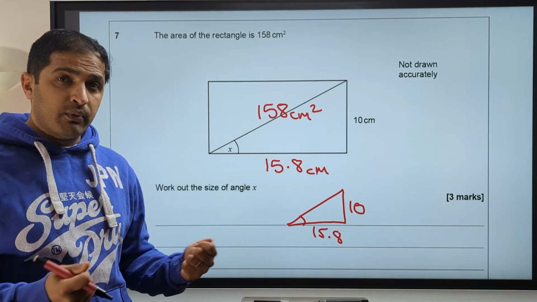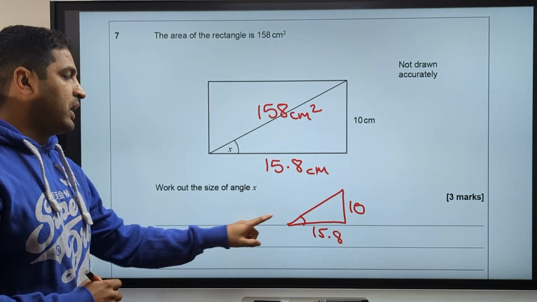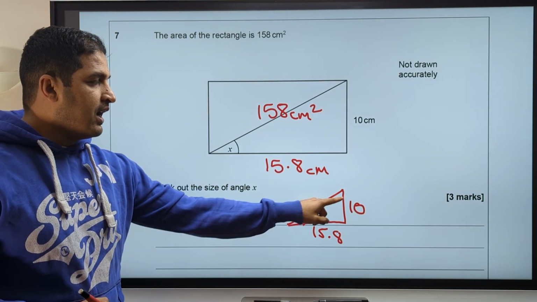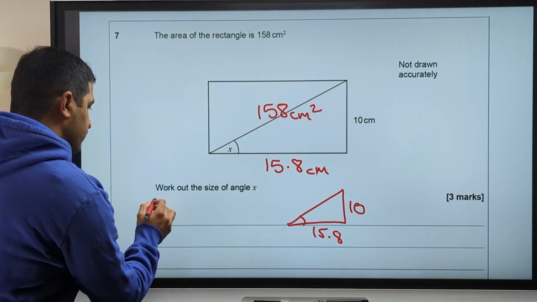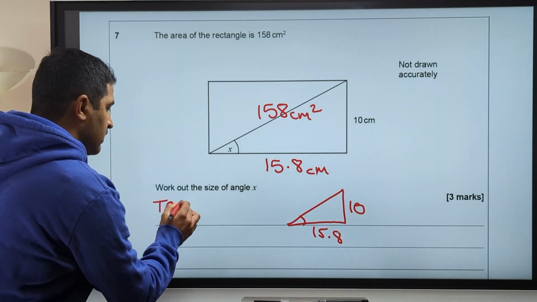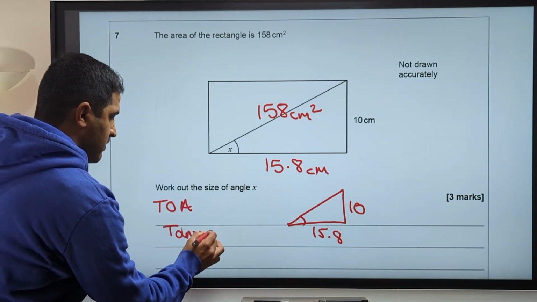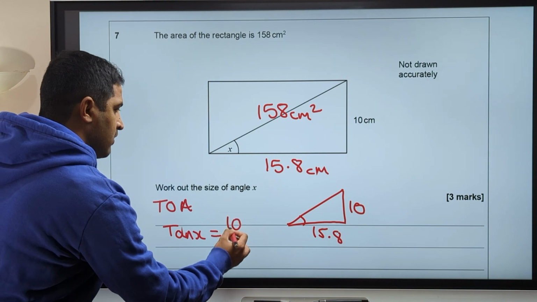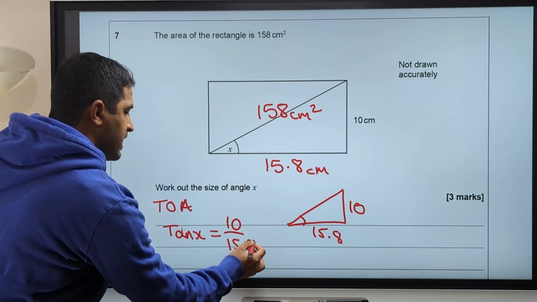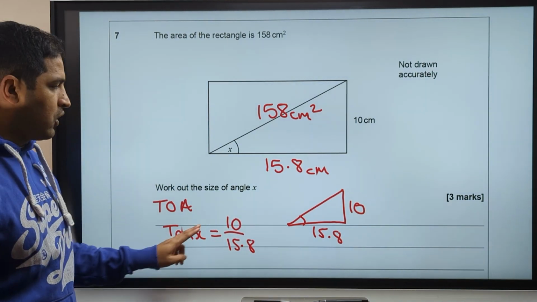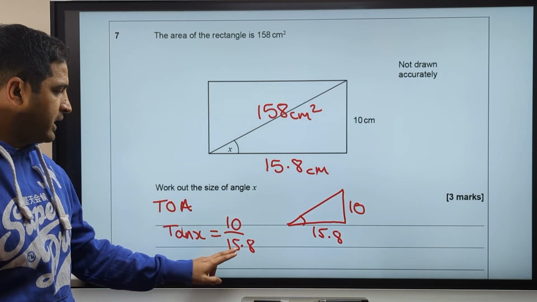Okay, so you can look up your formula sheets and pick the TOA, saying the tan of this angle would be opposite over adjacent. So we're looking at this one here. So tan of X, which is 10 over 15.8. Okay, SOHCAHTOA, opposite over adjacent.